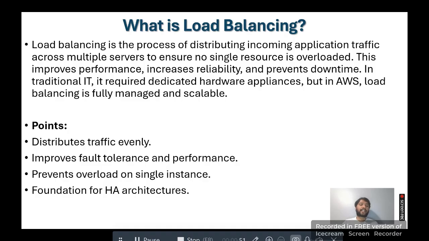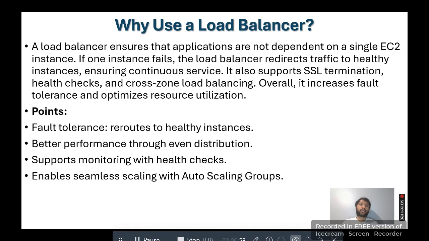Foundation for HA architecture. Why use a load balancer? A load balancer ensures that applications do not depend on a single EC2 instance. If one instance fails, the load balancer redirects traffic to healthy instances, ensuring continuous service.